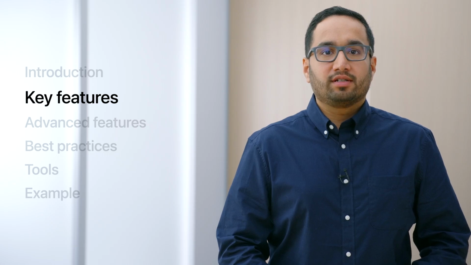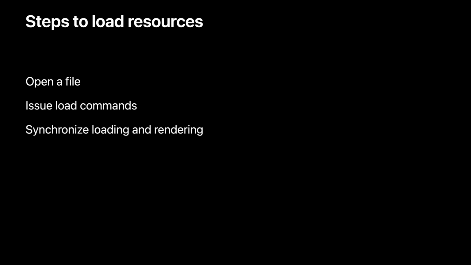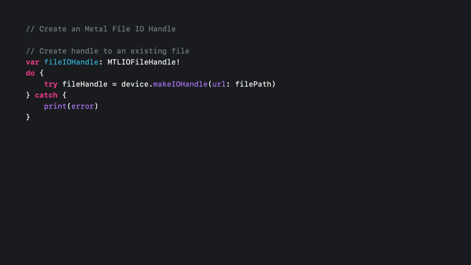Now I'll show you the key features that will help you build your asset loading pipeline, starting with the steps to load resources. There are 3 steps to load resources: open a file, issue the necessary load commands, and then synchronize these load commands with rendering work. Here's how you do that, starting with opening a file. You open an existing file by creating a file handle with a Metal device instance. For example, this code uses the Metal device instance to create a file handle by calling its new makeIOHandle method with a file path URL.